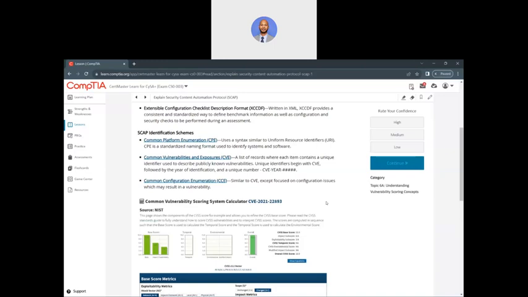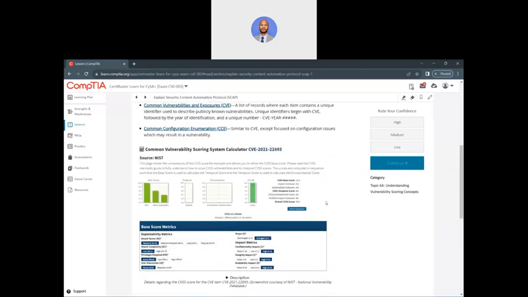So then we also have the common configuration enumeration, similar to CVE, except focused on configuration issues which may result in a vulnerability. There are a lot of situations where an organization will have a tool or service that is patched and updated, and the process of implementing the service results in the service being vulnerable purely because of improper configuration. So identifying these configurations and how to best prevent the vulnerabilities will be common configuration enumeration identification schemes.